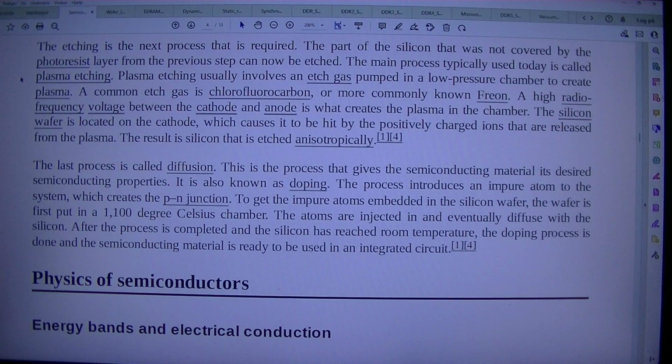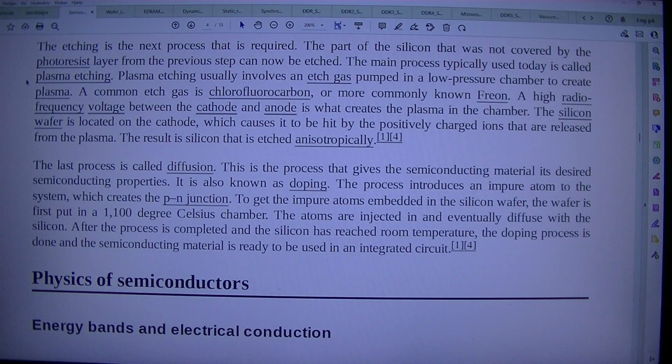Plasma etching usually involves an etch gas pumped in a low-pressure chamber to create a plasma. A common etch gas is chlorofluorocarbon, or more commonly known freon. A high radio frequency voltage between the cathode and anode is what creates the plasma in the chamber. The silicon wafer is located on the cathode, which causes it to be hit by the positively charged ions that are released from the plasma. The result is silicon that is etched anisotropically.